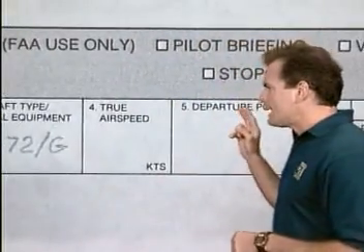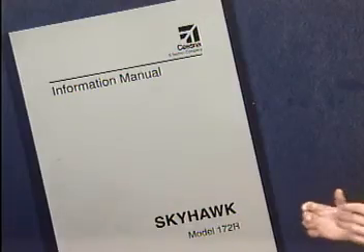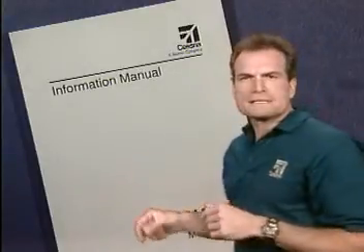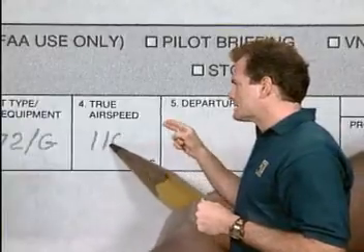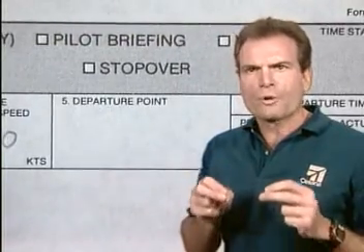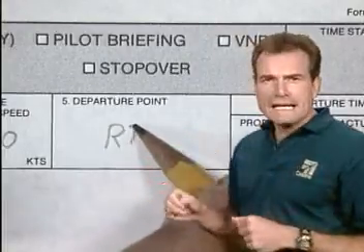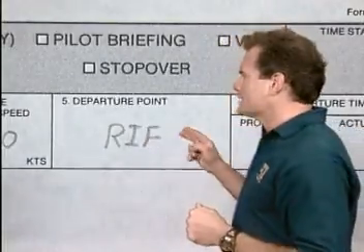Now let's move on to block 4. Enter the true airspeed in knots. Since ATC uses knots as their standard measure of airspeed, you should too. In this example, we've checked the Skyhawk's pilot information manual and found that 110 knots would be appropriate for 65% cruise at our planned altitude. So we'll put 110 knots in here. Next, in Block 5, enter the departure airport identifier code. In our example, it's RIF, for Richfield Airport.